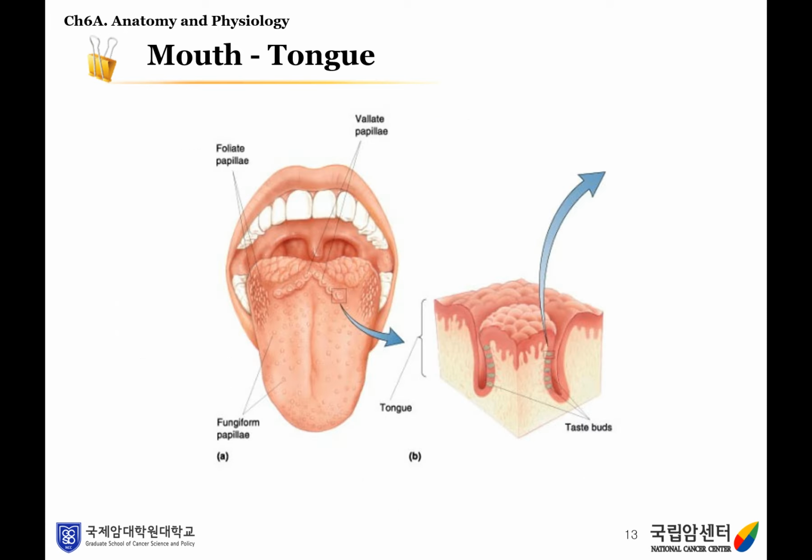Here, you can see the structure of the tongue. In the posterior part of the tongue, you can see the circumvallate papilla, and there are several fungiform papilla. If we enlarge the circumvallate papilla, you can see the taste buds.